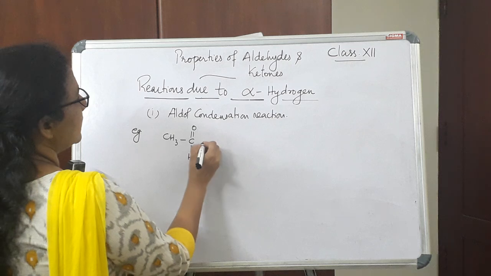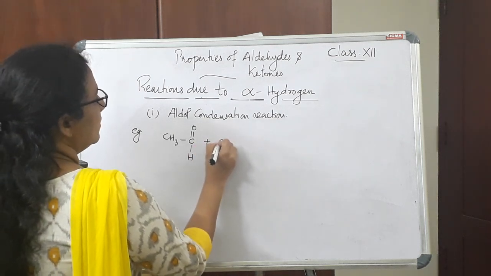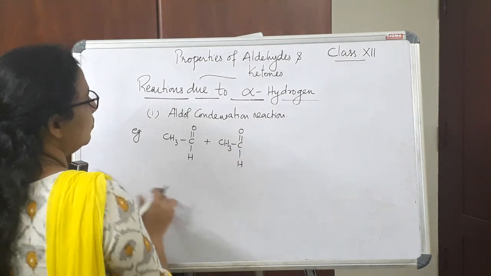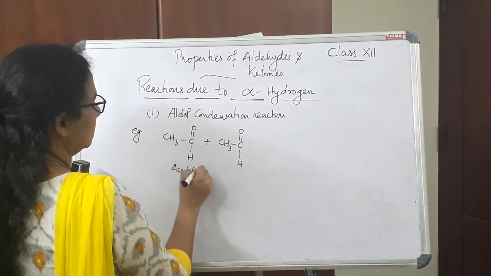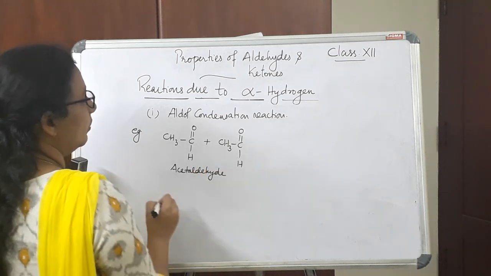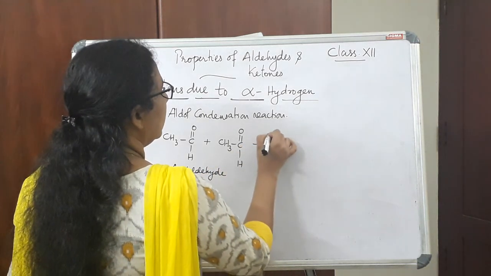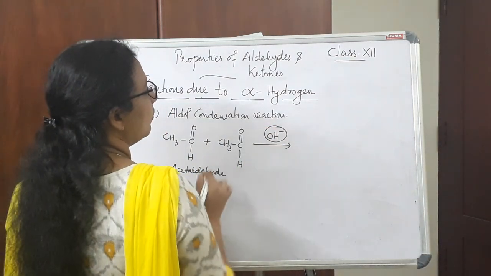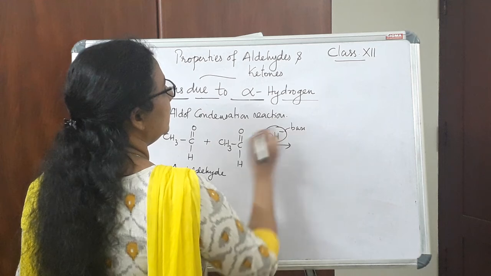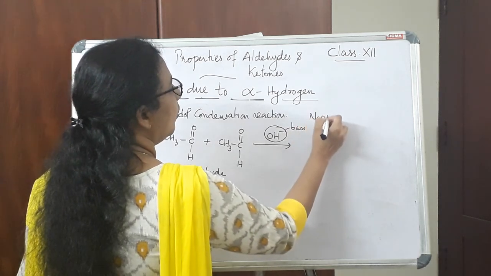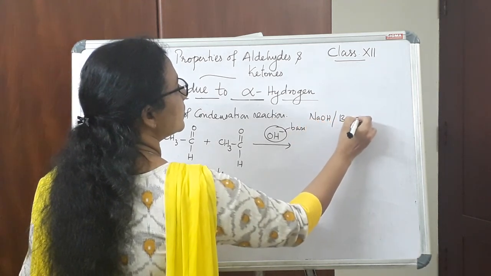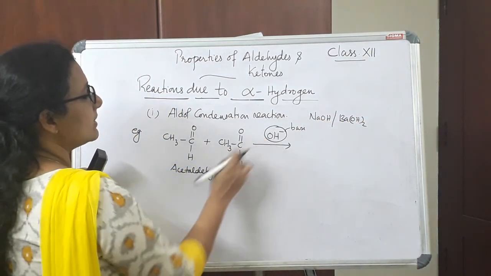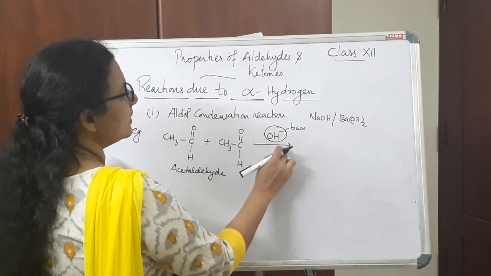For example, acetaldehyde molecules will be taken. CH3CHO, so 2 acetaldehyde molecules are taken. When the acetaldehyde molecules react in the presence of a base, the base can be represented as OH minus. This base can be NaOH or Ba(OH)2, barium hydroxide. Sodium hydroxide or barium hydroxide can be used as a base, and that base can be represented as OH minus on the arrow.